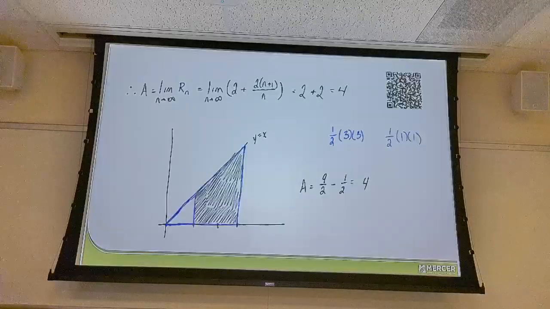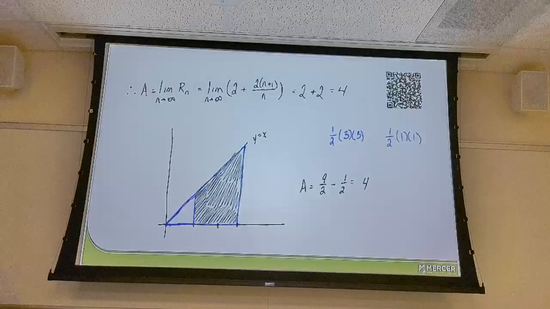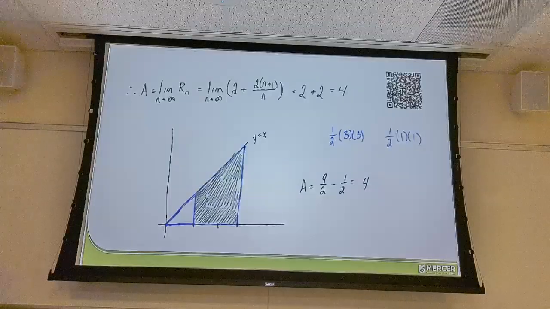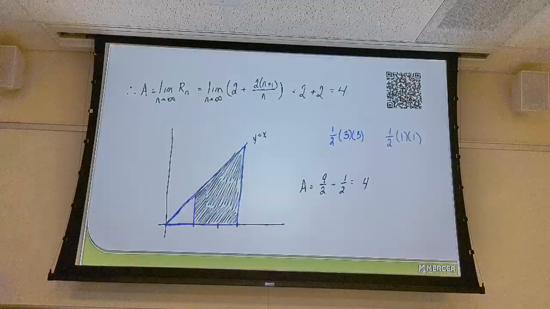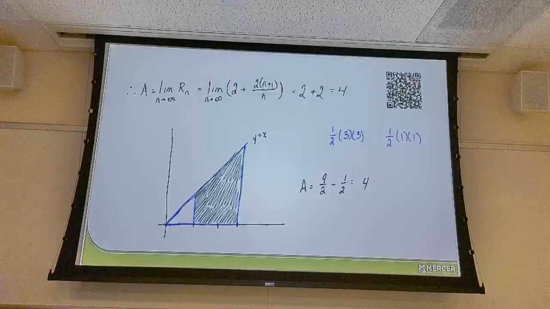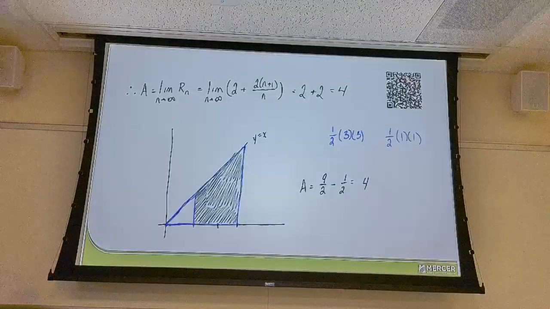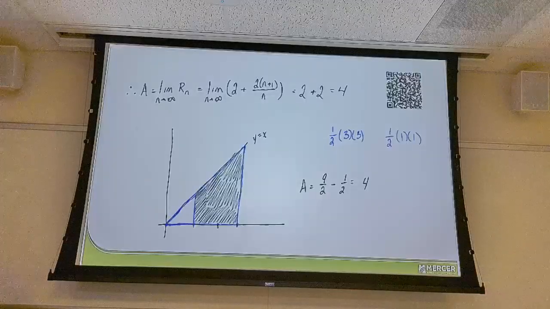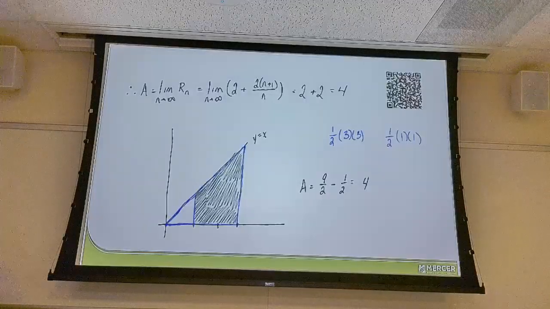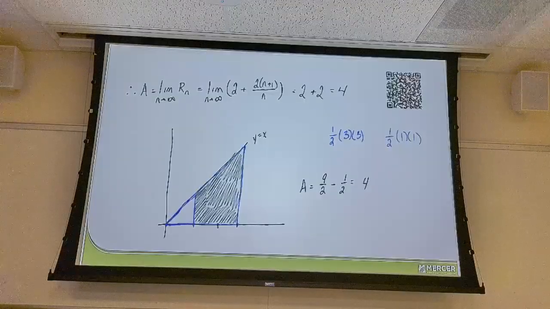Oh, then that must be 1/2 b squared minus a squared is the area of our rhombus. That matches our limit. So what this is saying is that that approximation method works. Or as I like to say, geometry was correct.